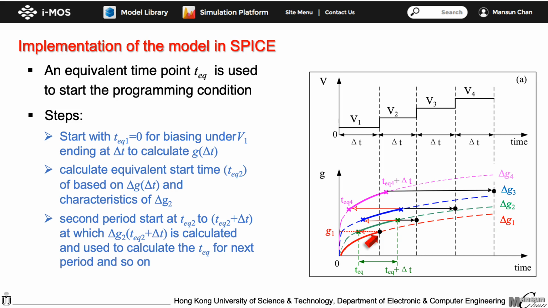Before switching to the delta G2 curve, we have to calculate the equivalent time when the delta G2 curve produces the same gap size. After this equivalent time is deduced, the gap size will further increase following the delta G2 curve, starting at the first equivalent time for the same duration of delta T. The same process will be followed when switching to the other biasing conditions. In this case, another dynamic state variable called the equivalent time is introduced.